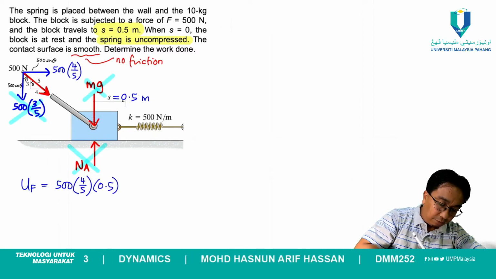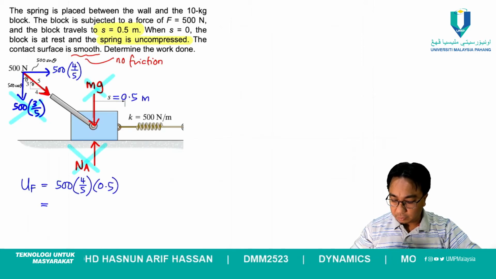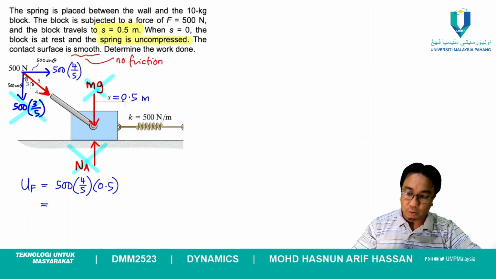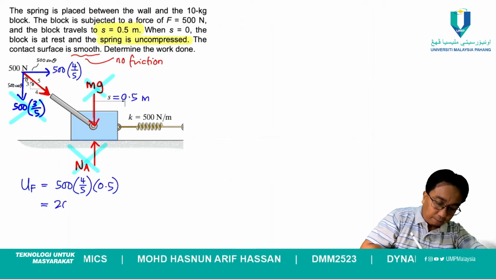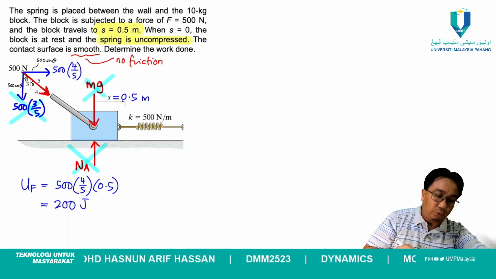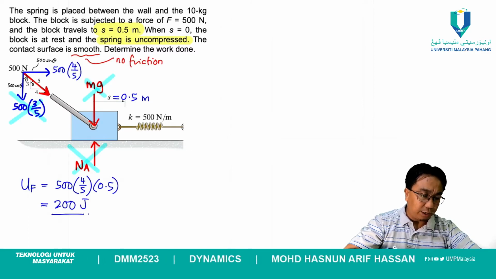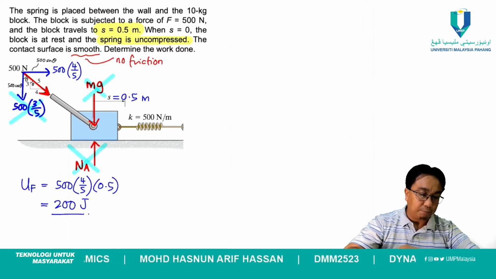So you will have UF is 500 times 4 over 5 times 0.5 is 200 joule. So this will be 200 joule UF. Okay. And then we have the work done by the spring.